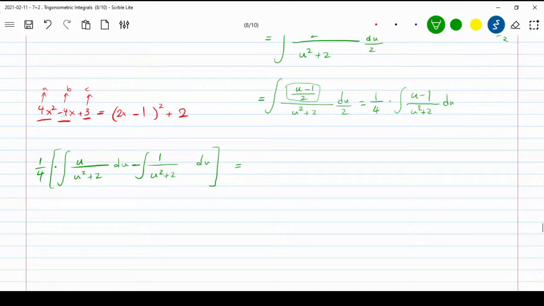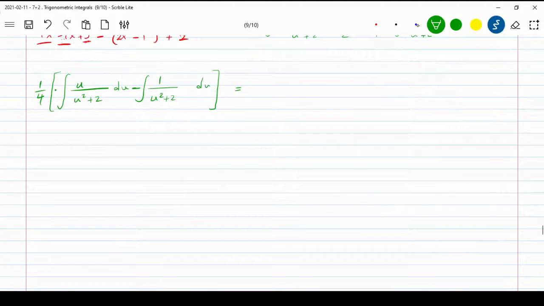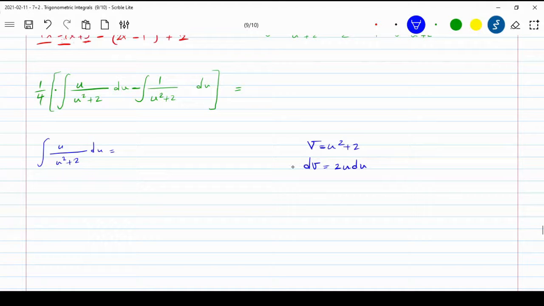Okay, so here the 1/4 is still there. I'm going to keep that. So calculate each of these integrals separately. I'm going to do that. What is the integral of u divided by u squared plus 2 du? That is simply, if you do a substitution again, let's say I'll let u squared plus 2 equals v or something. v equals that, and dv would be 2u du.